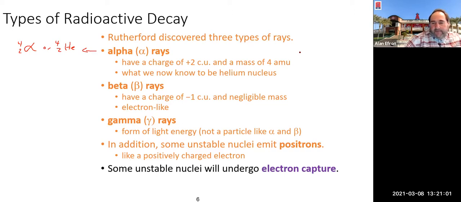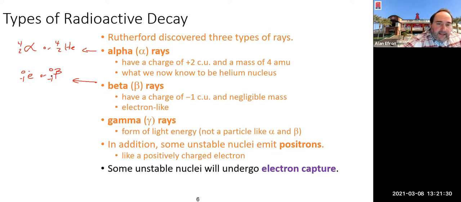Beta particles or beta rays basically have a -1 charge. They're essentially like an electron. And beta particles also have some different symbols. A beta particle sometimes is used as an electron with a 0 on top, a -1 on the bottom, or they use the beta symbol with a 0 and -1 to represent that beta particle.